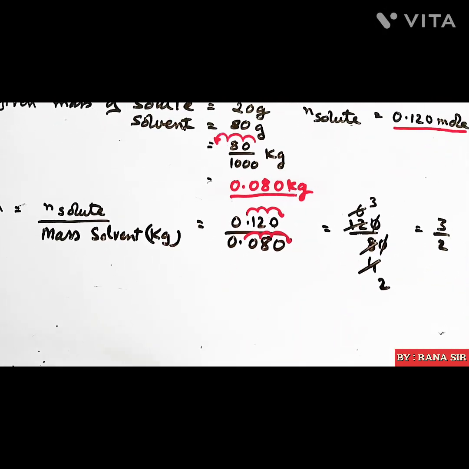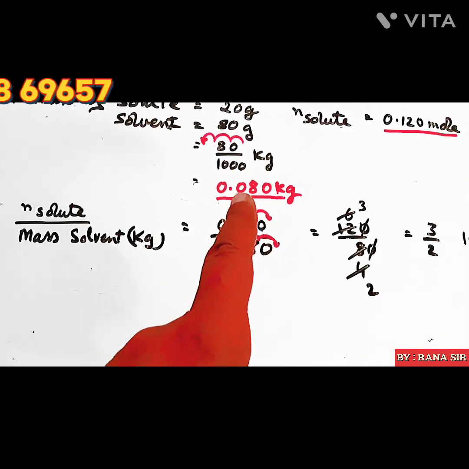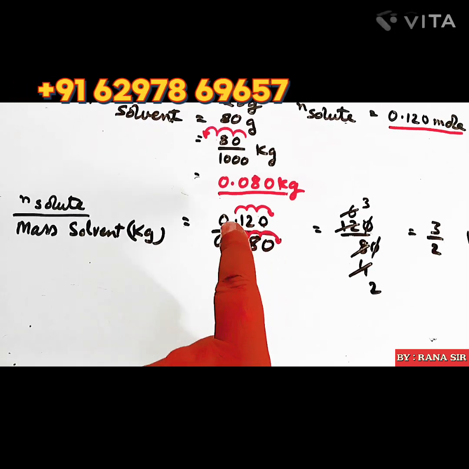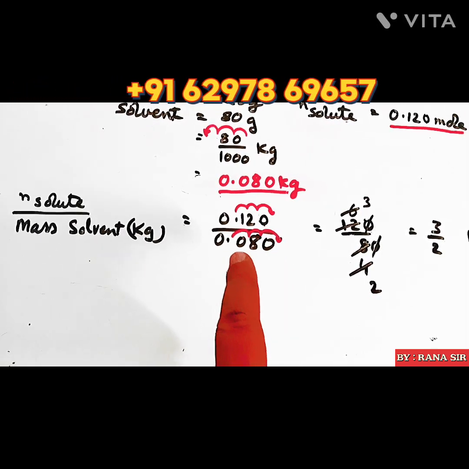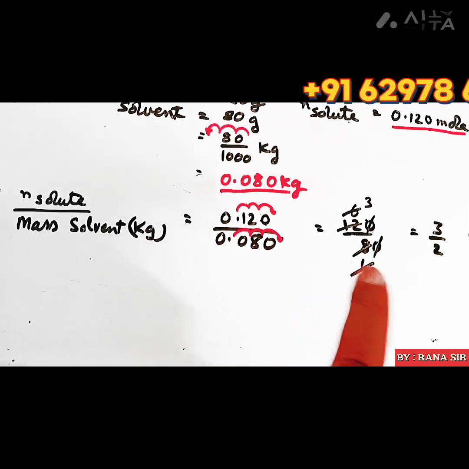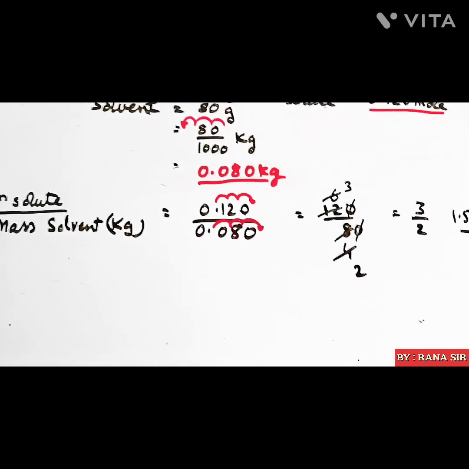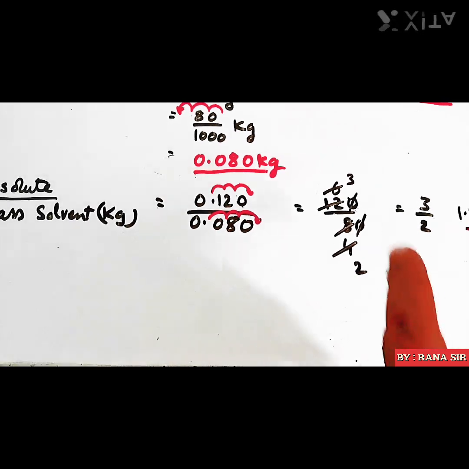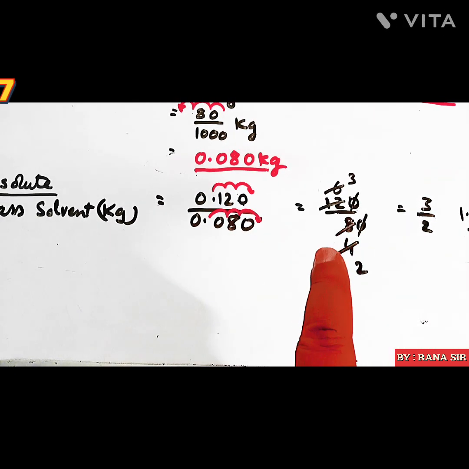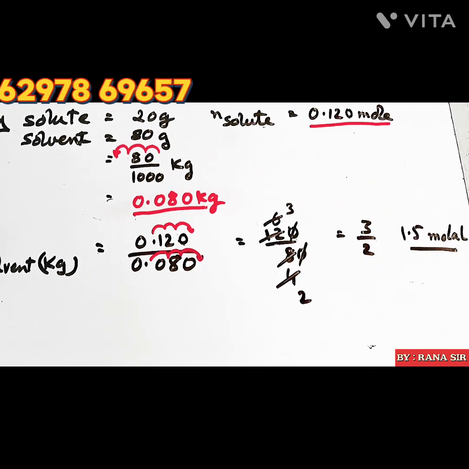Now we put number of moles by mass of solvent in kg. So 0.120 divided by 0.080. We move the decimal 3 places to remove the decimal. So what we're having is 120 by 80. 0 cancelled, and we can divide easily by 4. 4 2s are 8, 4 3s are 12. So 3 by 2, 3 by 2 is 1.5 molal.